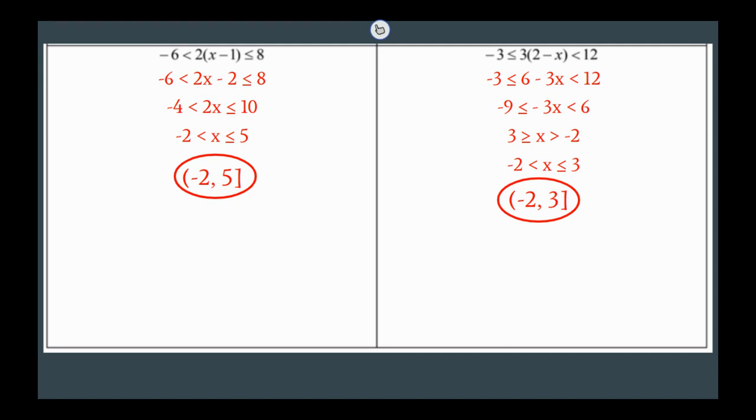Remember with interval notation, you always go least to greatest. So even though right here we got that 3 was greater than or equal to x, greater than -2, you have to flip it and put it in interval notation. So that goes least to greatest.